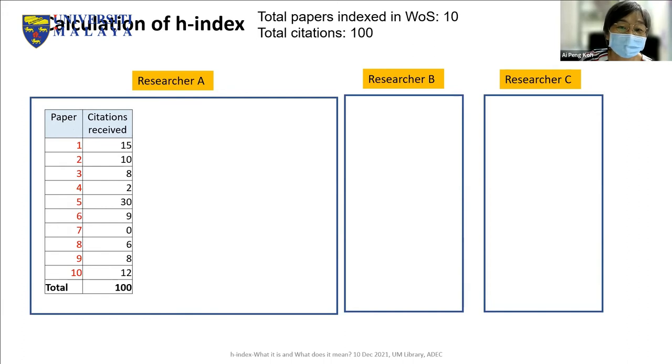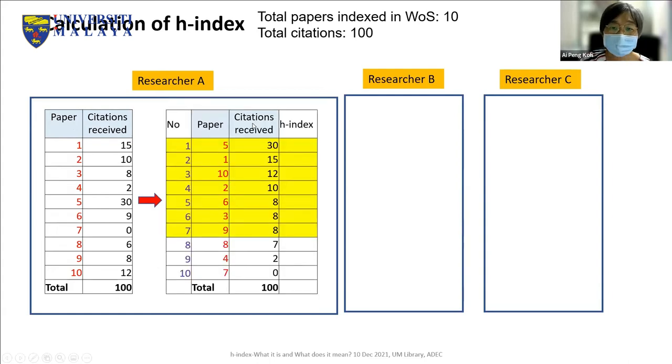So what should you do in order to get the H index of researcher A? The first step, you have to sort the papers according to the citations received. Sorted by the citations received, the highest in descending order, so the highest will be on top. So paper number 5 now becomes paper number 1. 15, 12, 10, 8. Now can you make another guess? What is the H index of researcher A?